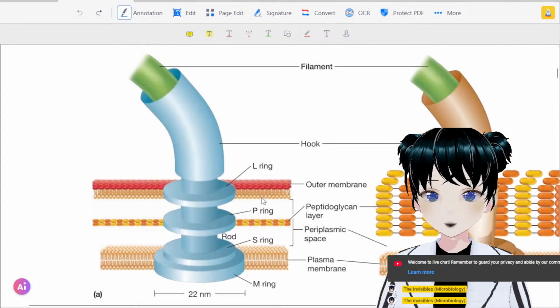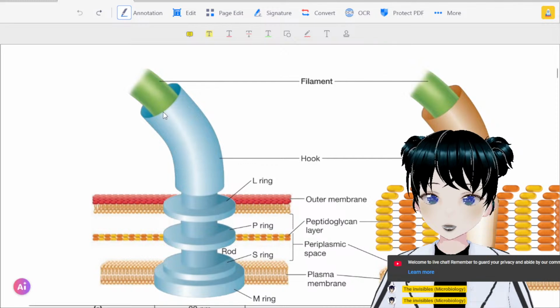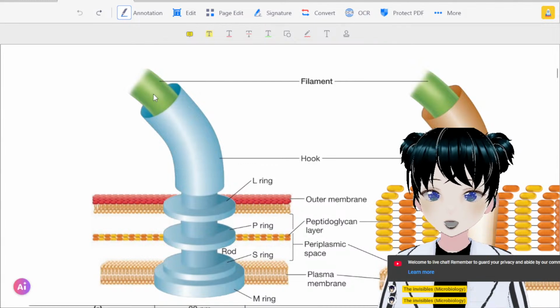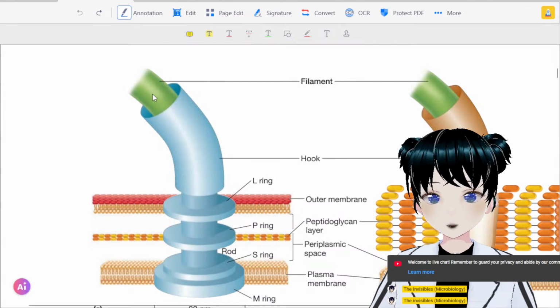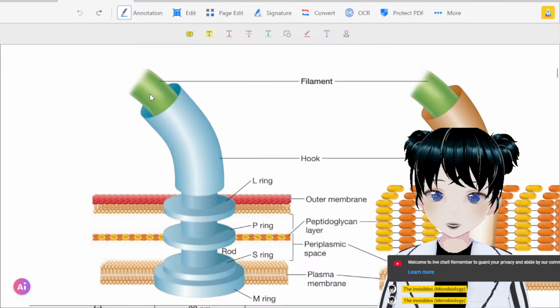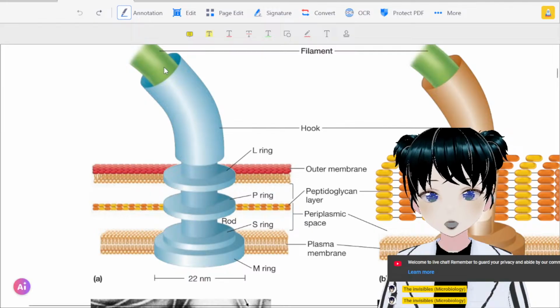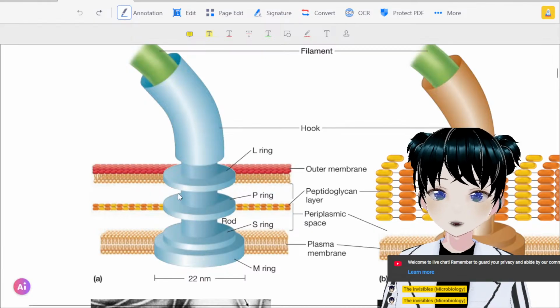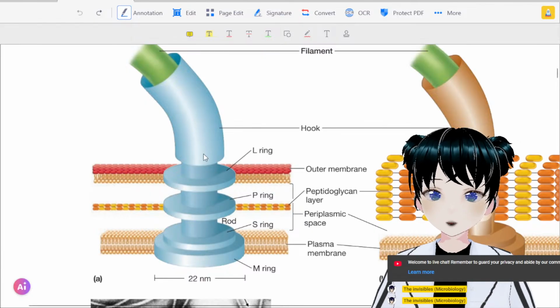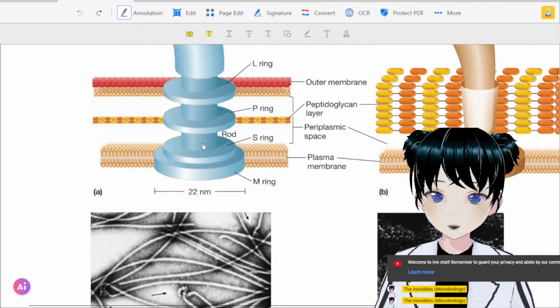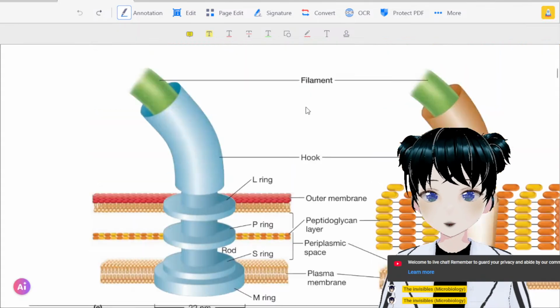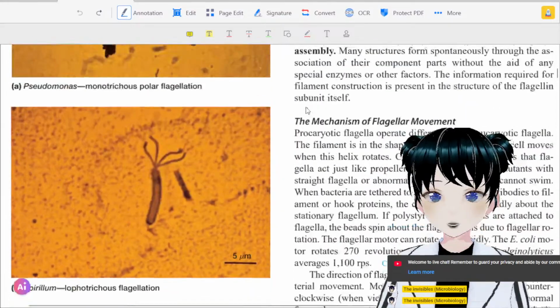Now the functions of all of them are different. The filament extends outside the cell, so it works as the extra surface, while the energy for the filament movement comes from the basal area, and the hook just transfers it from the base to the filament. This is just the general structure.